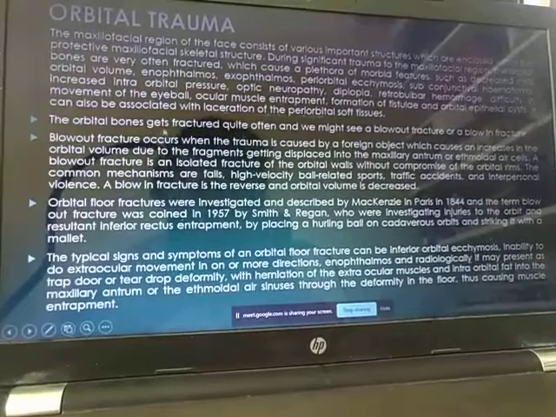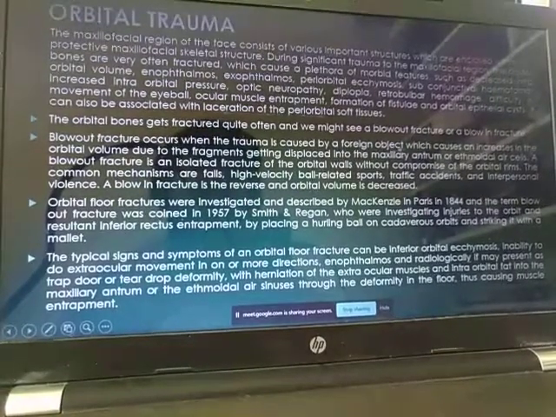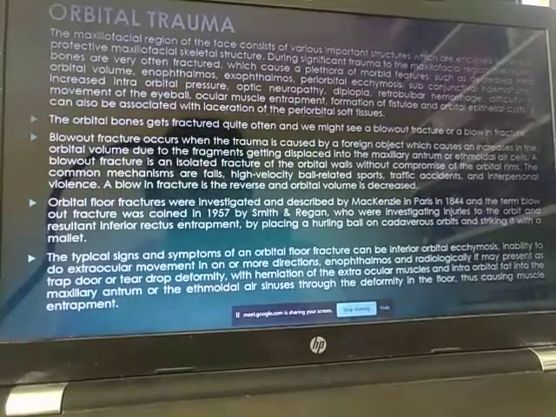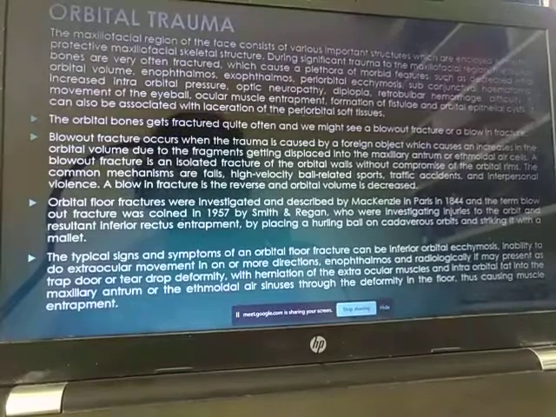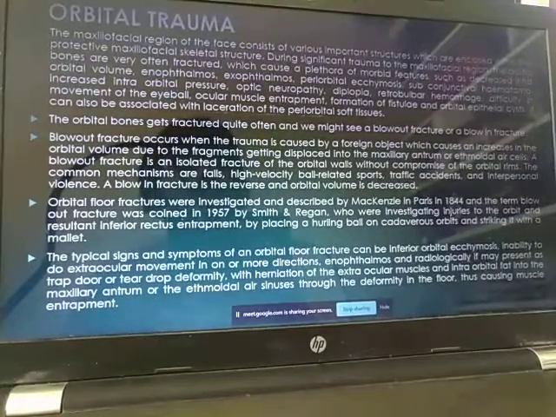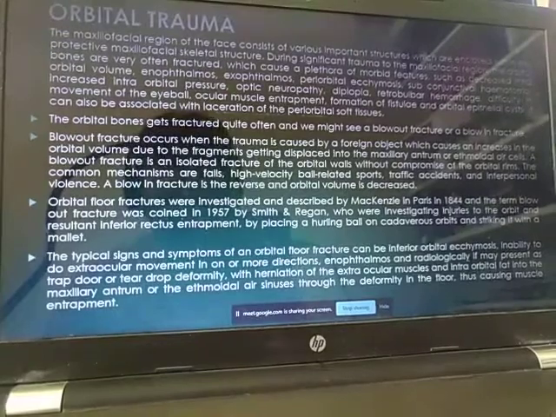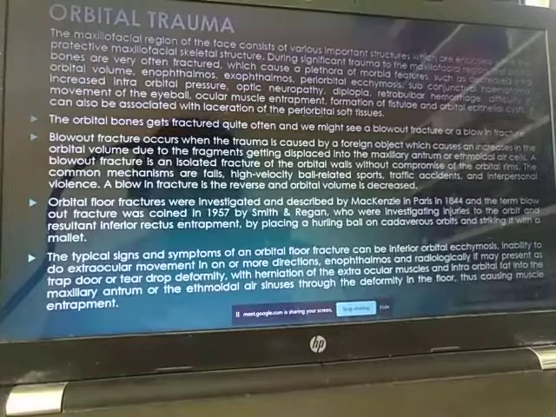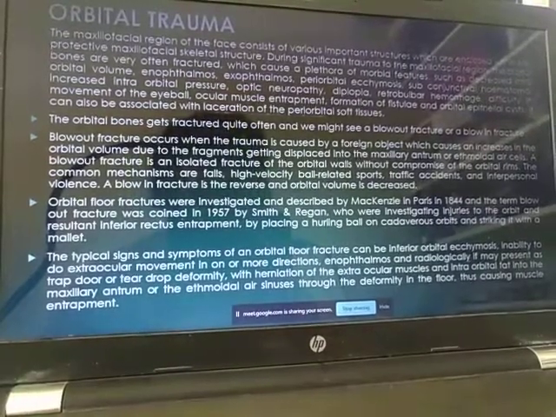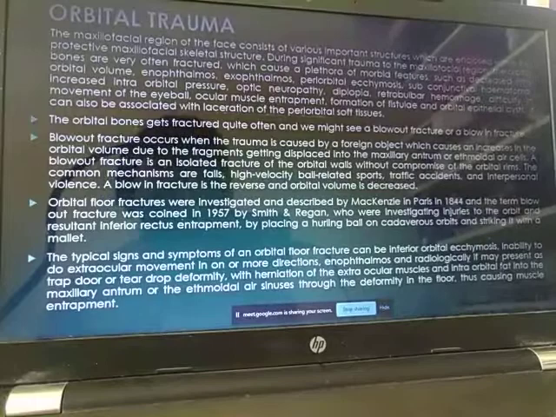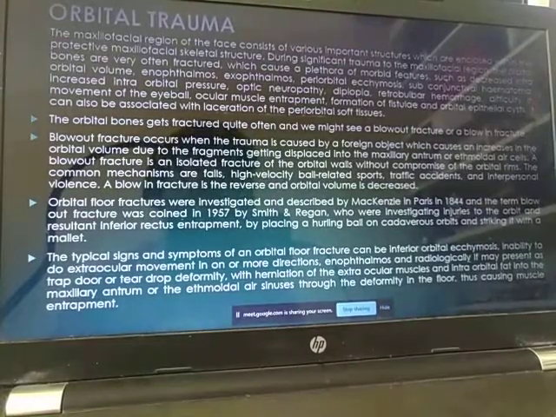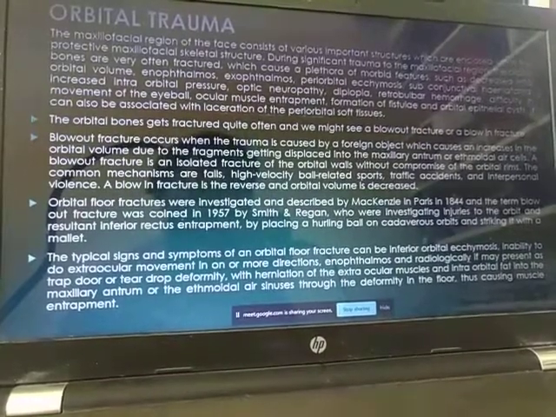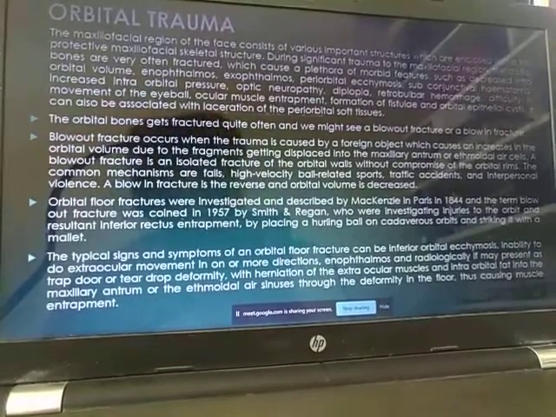So the orbital bones get fractured quite often, and we might see two types of fracture, that is blowout fracture or a blow-in fracture. The blowout fracture was described by Mackenzie in Paris in 1844, but the term was coined in 1957 by Smith and Regan, who were investigating injuries to the orbit and the resultant inferior rectus entrapment by placing a hurling ball on cadaveric orbits. They used cadaveric studies to understand the type of injury that happens, and also striking it with a mallet.